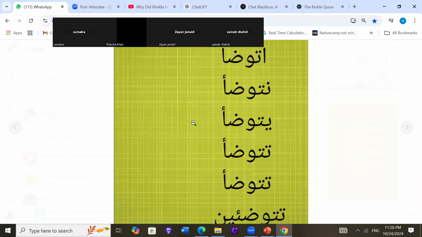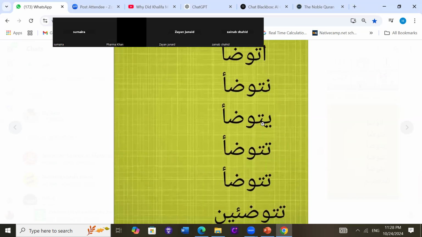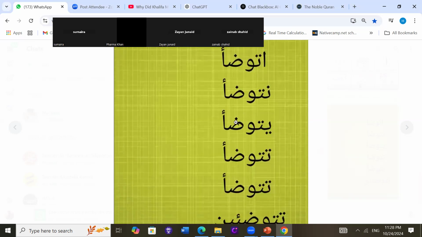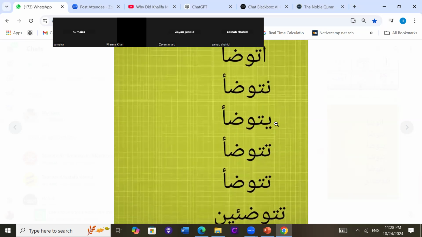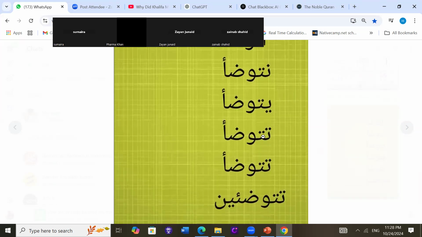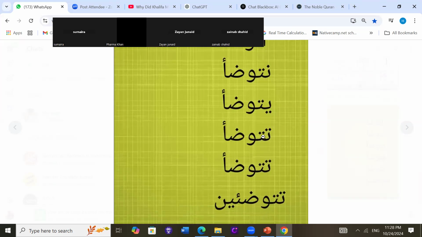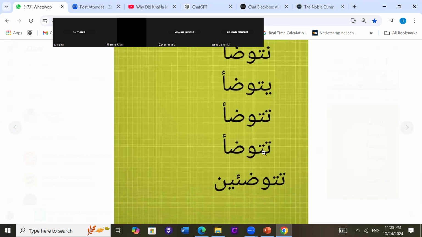Always remember, tatawadda'u is for you, single person, second person, male. Sorry, I'm really sorry, apologies. Yatawadda'u is used for he: he is doing ablution. And we have two tatawadda'u. One tatawadda'u is used for she is doing ablution, and one tatawadda'u is used for you, male, second person. I hope you got to know.